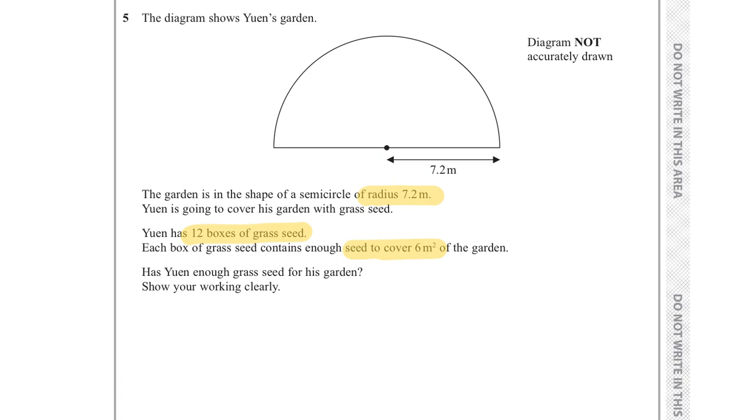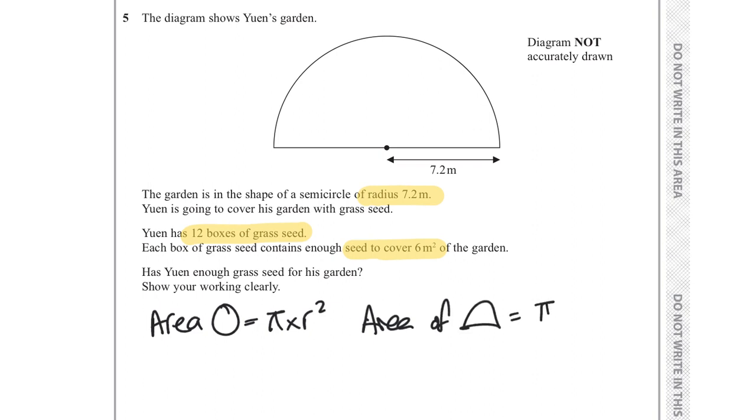Okay, we now have an area question which involves some problem solving, asking us to see if we have enough grass seed for his garden. We've got some important information which I've highlighted, and then we need to work out what to do. So the first thing we need to do is to work out the area of the semicircle. Now, area of a circle is pi times the radius squared. So area of a semicircle is pi times radius squared divided by 2. So what we've got is pi times 7.2 squared, and we're going to divide that by 2, and that will give us the area of this shape.